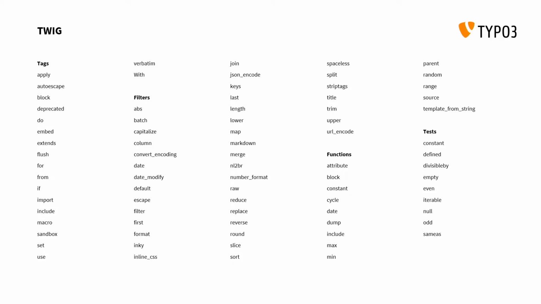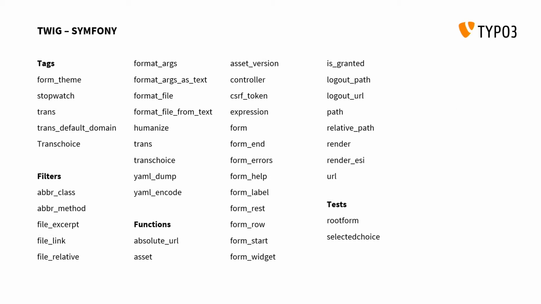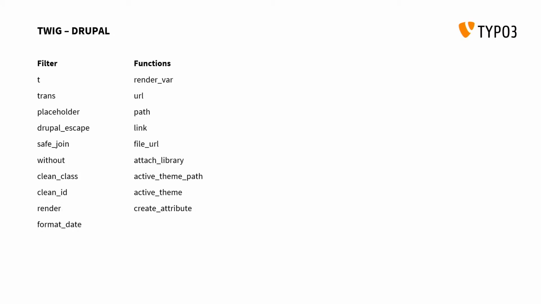And now if we take a look at what Symfony implements in addition to this. So they've also got new tags for forms, translations, filters, functions, and additional ones, and something is gone, or maybe I don't know why. And we now take a look at Drupal, and as you can see, there's a lot of stuff missing. Yeah?